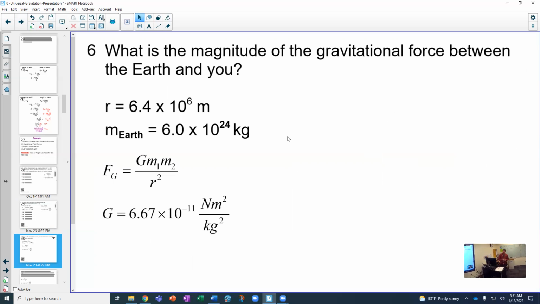What is the magnitude of the gravitational force between the Earth and you? Right, so here you can see the radius of the Earth, which would be how far you are from its center. You can see the mass of the Earth. You hopefully know your own mass, but it does need to be in kilograms. If you don't know your mass in kilograms, 1 kilogram equals 2.2 pounds. So you can convert, if you know what your weight is approximately in pounds, you can convert it to kilograms. And figure out what the gravitational force is between you and the Earth.